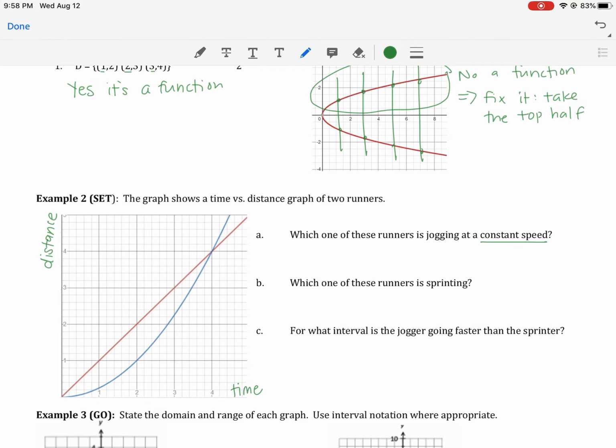So what does it mean if something's going at a constant speed? That means that it's linear, right? The rate of change is not different at all. So the red line is going to be the runner that's jogging at a constant speed.